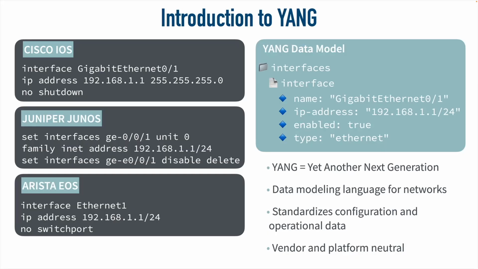And Yang can help solve that problem because it's going to give us a standardized way to represent a network configuration and operational data. For example, on screen, we want to assign an IP address to an interface and administratively bring up that interface. And I'm showing you the CLI commands from 3 different vendors to do that, but you notice they're all different. However, if the devices from these vendors all accept the Yang data model, then we can represent what we want, like you see in the upper right-hand corner of the screen, with a Yang data model, and that can be applied to all of these vendors.